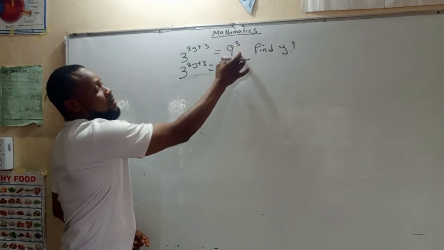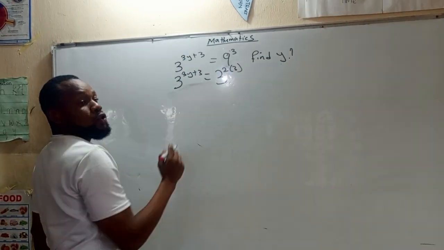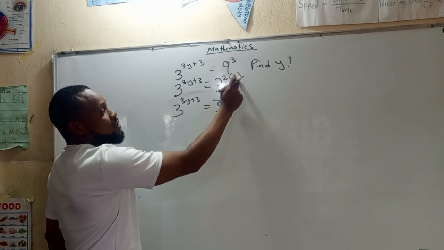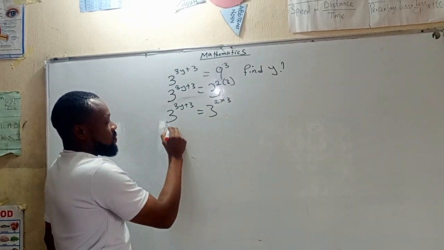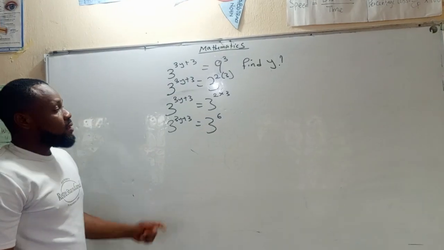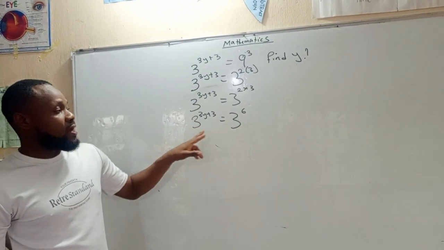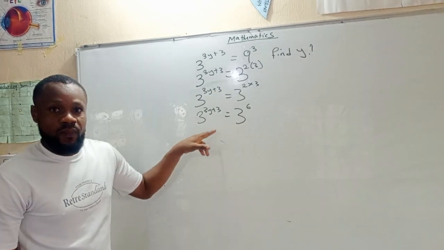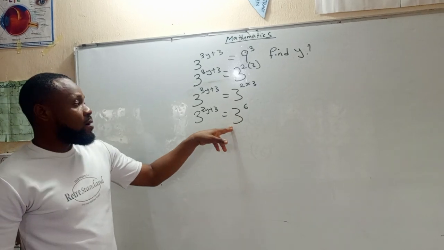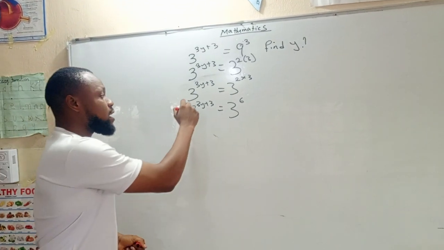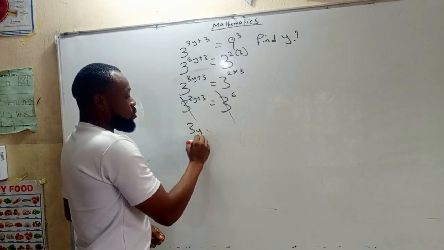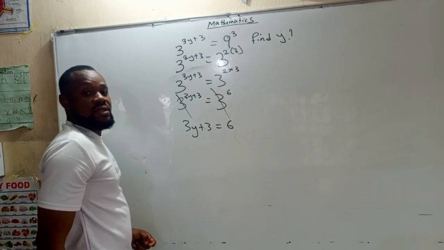Now, we've broken this down to this level. Now, what do we do next? We have 3 raised to y plus 3 equal to 3, and 2 times 3 will give us 6, so equal to 3 raised to the power 6. Now, we can see that we have simplified it to get the same base. When we have the same base with an equal sign in the middle, we simply take off the base. Now we have the exponents. So, we break down the exponent: 3y plus 3 is equal to 6.